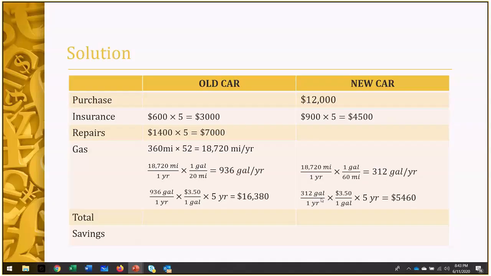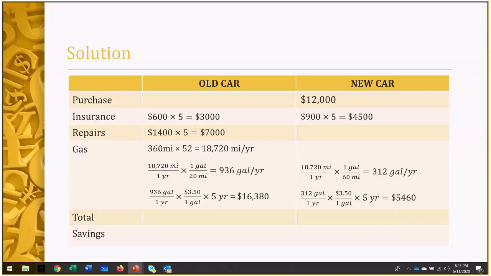Then I multiplied that by the price, and then I did it for 5 years. And I only need to spend about $5,460 in gas then. So fuel efficient cars start to pay for themselves because you don't have to buy as much gas. And when gas is high, that's a big deal. Gas is relatively low right now, but it's not going to stay that way forever.